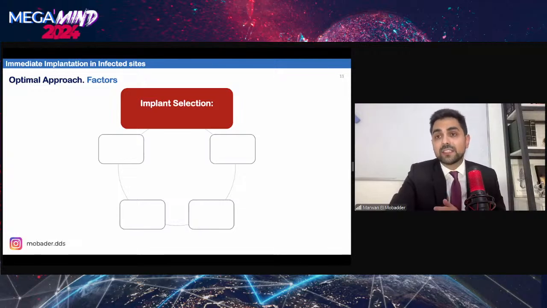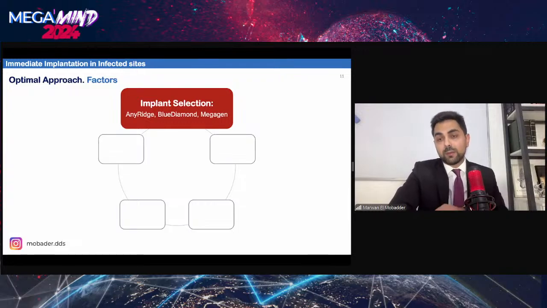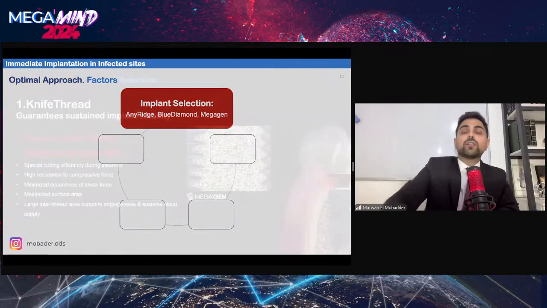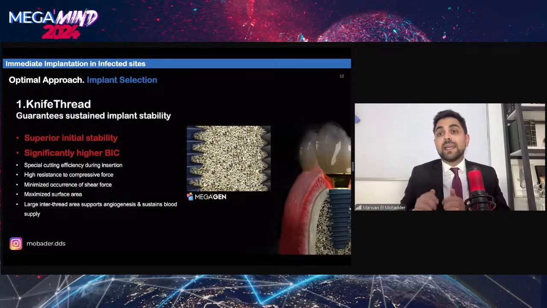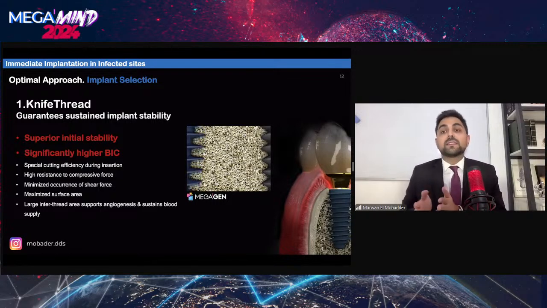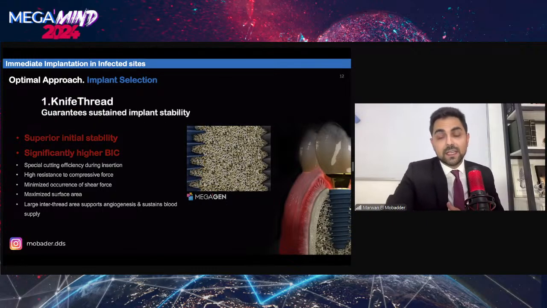For implant selection, let's see why I have chosen the Any Ridge or the Blue Diamond from MEGA'MIND. First of all, because of the knife thread surface. Based on studies, this knife thread surface significantly increased the BIC. And since we are dealing with a compensation in BIC, it's a good idea to use knife threads.